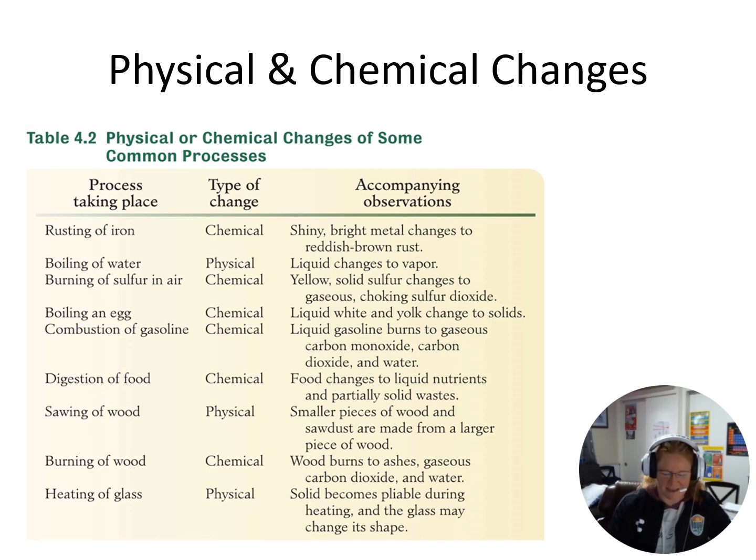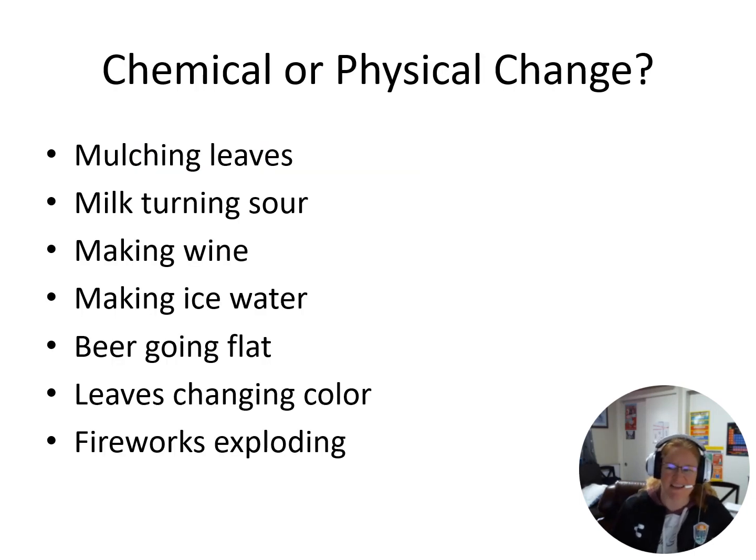So let's see how much sense this all makes and if we can figure out physical or chemical changes from these. So mulching leaves, is that physical or chemical? Okay, so we get chemical. Milk turning sour, that's also chemical. Making wine, that's a chemical process. Now what about making ice water? That's physical.